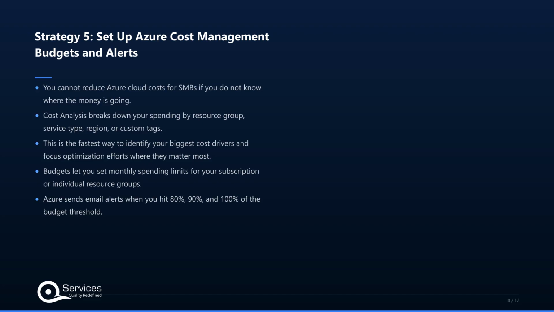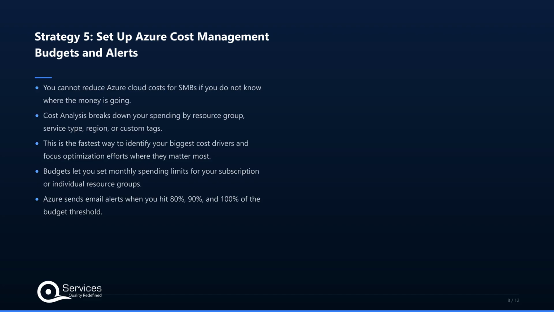Budgets let you set monthly spending limits for your subscription or individual resource groups. Azure sends email alerts when you hit 80%, 90%, and 100% of the budget threshold. You can also trigger automation, such as shutting down non-critical VMs, when a budget limit is reached. Anomaly detection flags unexpected spending spikes automatically, so you catch a misconfigured resource before it runs for a full billing cycle.